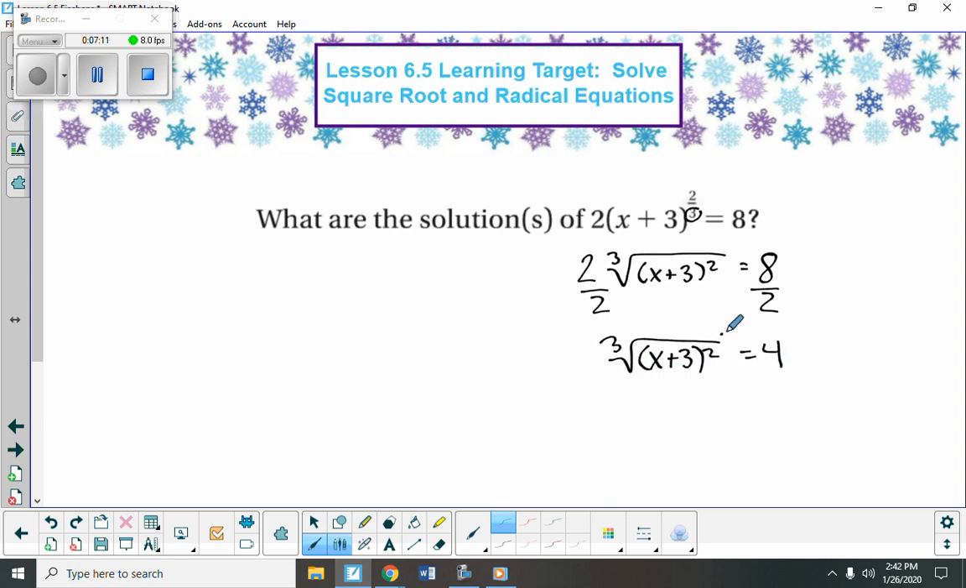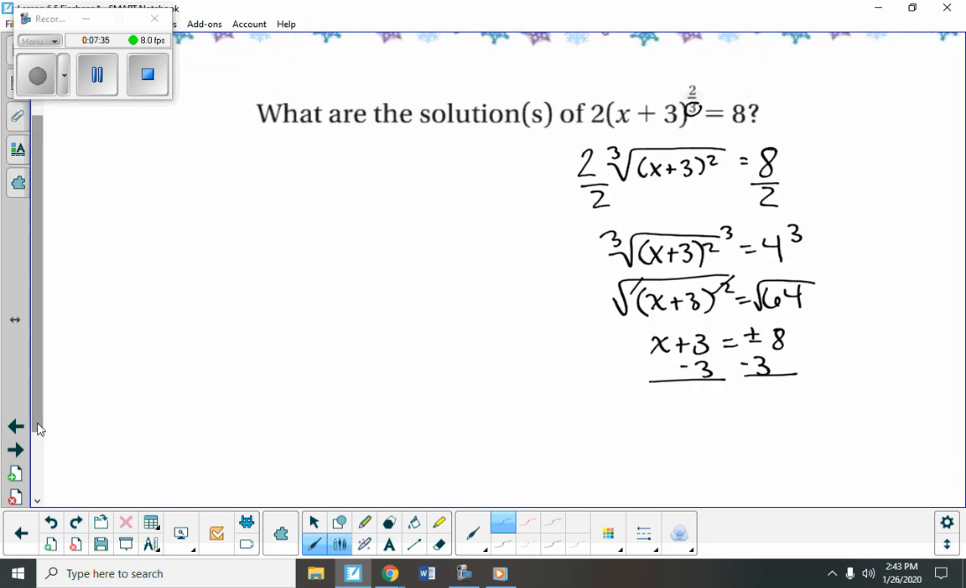Get rid of the cube root, so we cube both sides. 4 times 4 times 4 is 64. And take the square root of both sides. So we have x plus 3 equals plus or minus 8. Subtract 3. X equals minus 3 plus or minus 8. So that would be minus 3 plus 8, minus 3 minus 8. So that's 5 and negative 11.